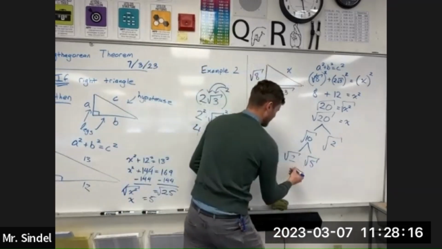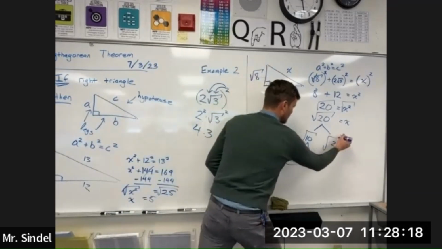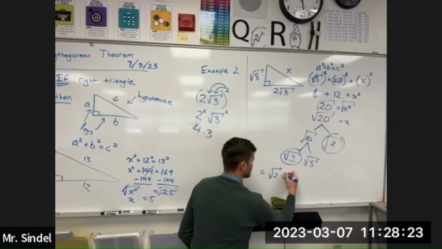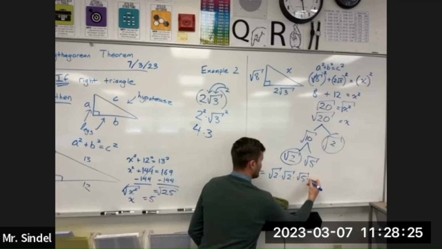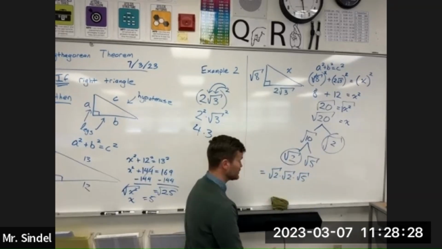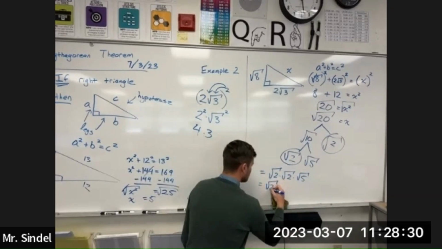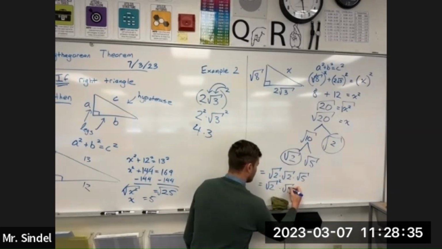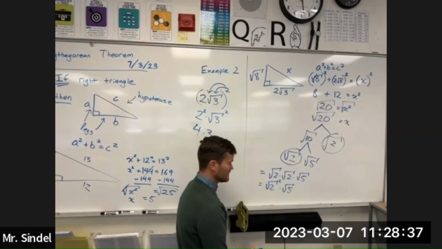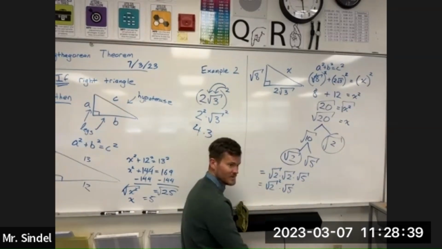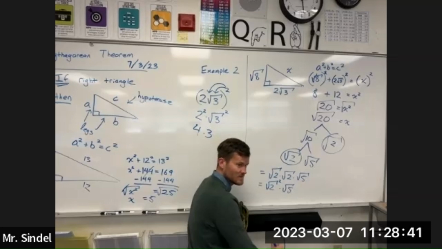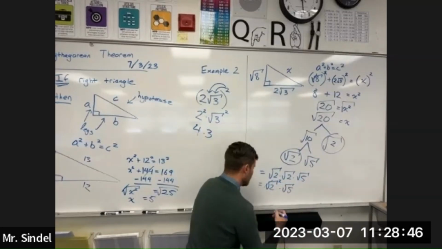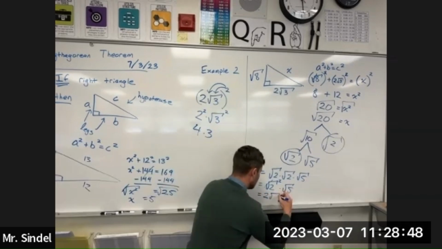So just to remind you guys, I have this square root of 2, this square root of 2, which means my final answer is going to be square root of 2 times square root of 2 times square root of 5. But usually we don't write it like that. Usually we write this as square root of 2 squared, because there are 2 of those terms, times square root of 5. And then finally, the square root and square cancel each other out. Right? So the final answer is going to be 2 square root of 5.